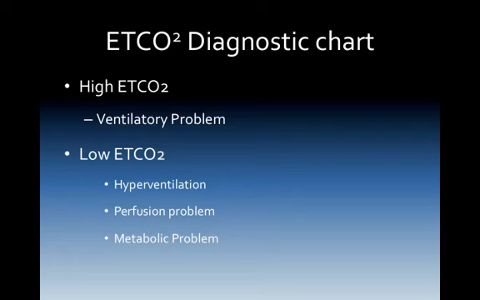End-tidal CO2 diagnostic chart. High end-tidal CO2s simply refers to ventilatory problems. And low end-tidal CO2s, we can have hyperventilation because I've blown off too much CO2, a perfusion problem, or a metabolic problem.